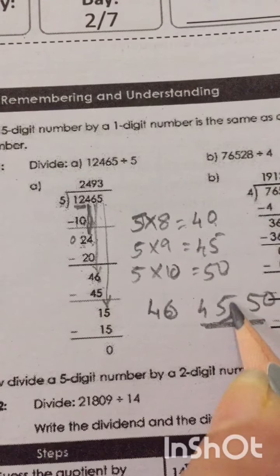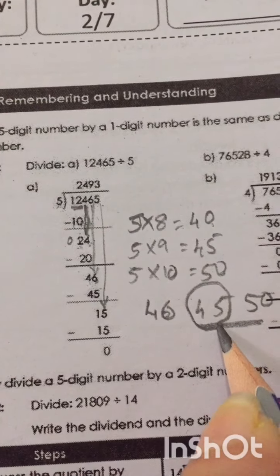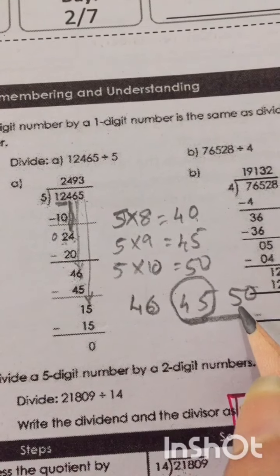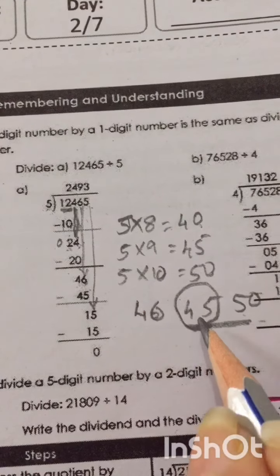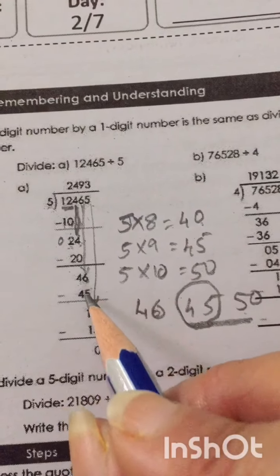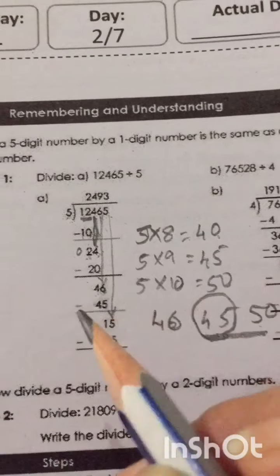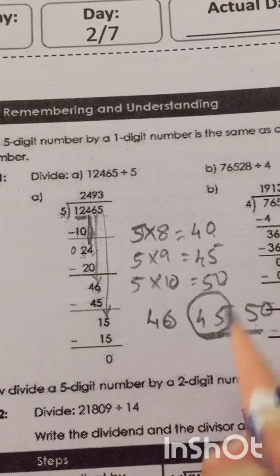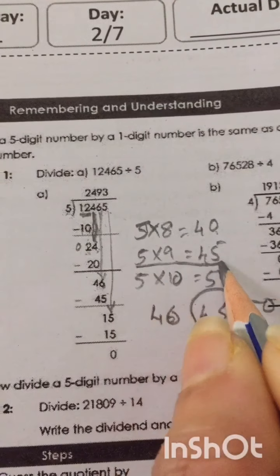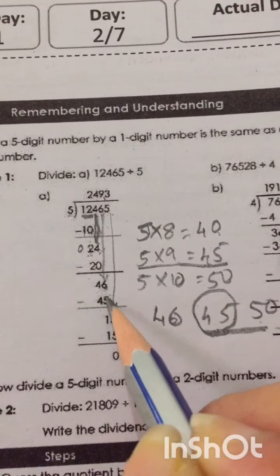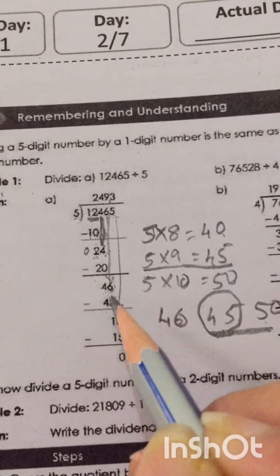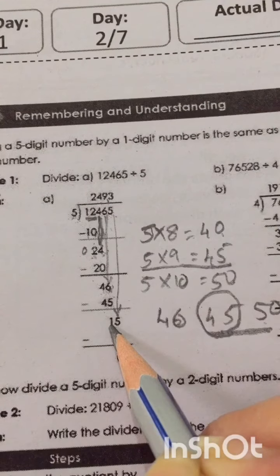Yes, so I am taking the lowest number because I cannot subtract 50 from 46. So I have to subtract 45 from 46. So I'll take the lower number. So 5 9s are 45. So I'll write 9 here and I'll write 45 here. So when I subtract 45 from 46, I get 1.